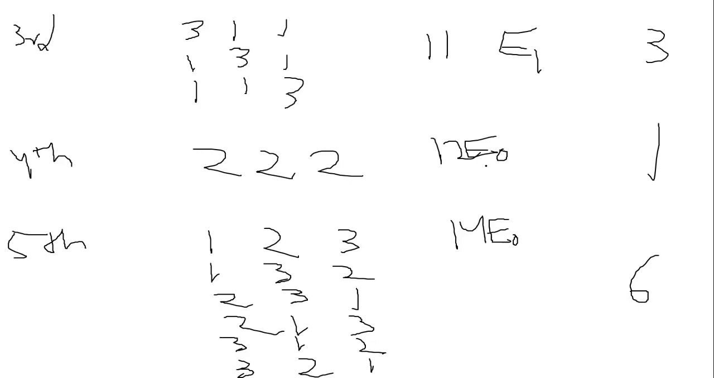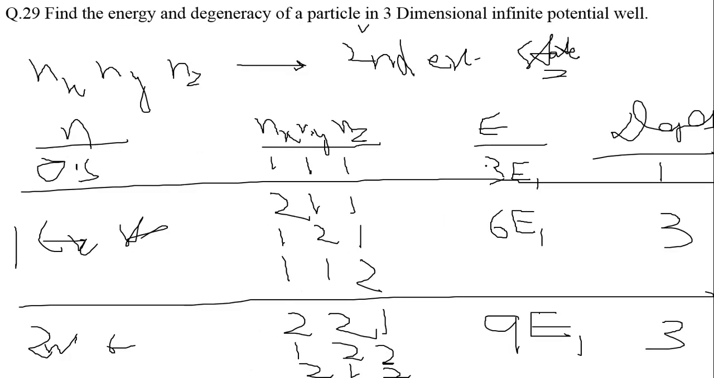So like that we can calculate other excited states. This type of question comes in NET and GATE exam, so please understand it carefully. These are the basic possible combinations of a particle in a three-dimensional infinite potential box.